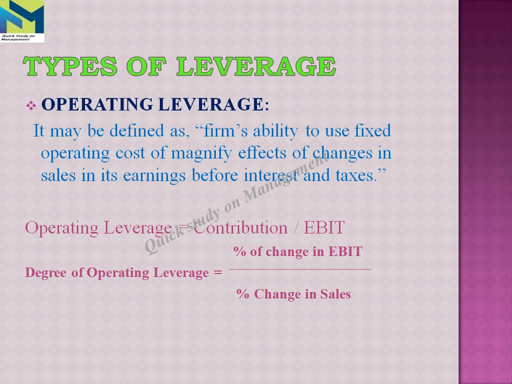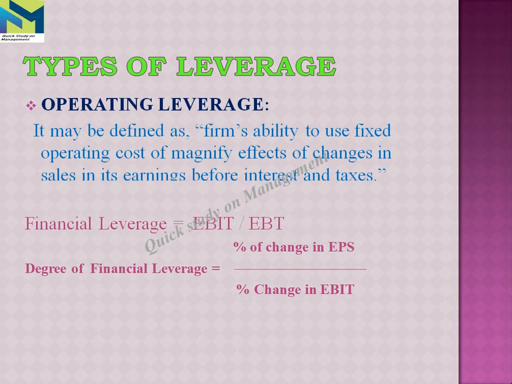The formula is: operating leverage is equal to contribution divided by EBIT. For calculating the degree of operating leverage, the formula is the percentage of change in EBIT divided by the percentage of change in sales. A high degree of operating leverage means an increase in sales. Sales increase when there is a favorable market condition and also the operating fixed cost is high. The value of the degree of operating leverage must be greater than 1. If the value is equal to 1, there is no operating leverage, right?